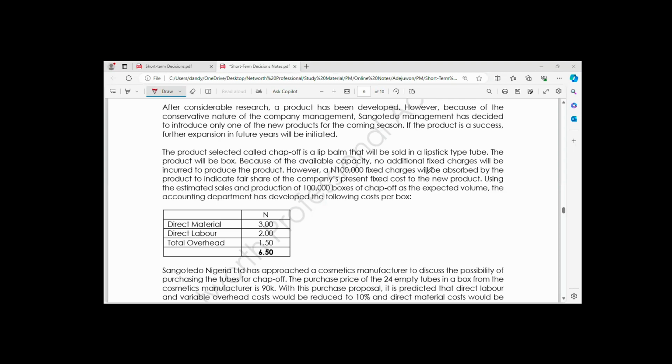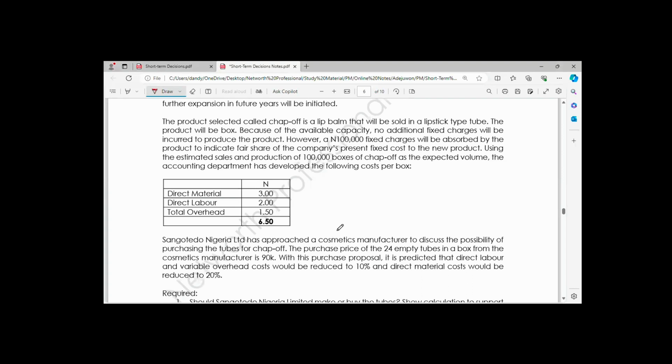to the new products. Using the estimated sales and production of 100,000 boxes of Chap Off as the expected volume, the accounting department has developed the following costs per box. Direct material 3.0, direct labor 2 naira, total overhead 1.5, total of 6.50.